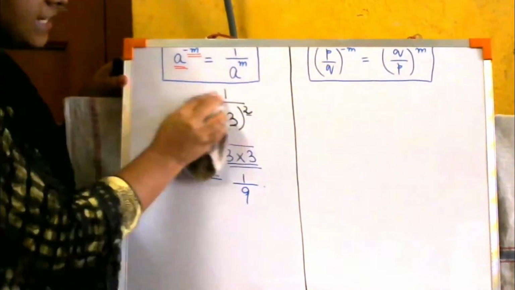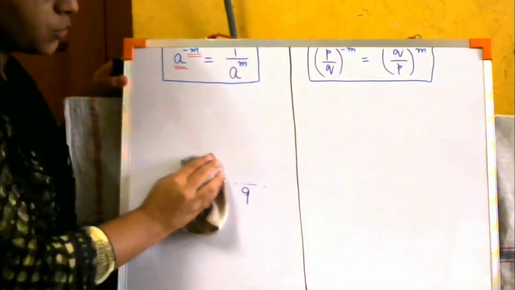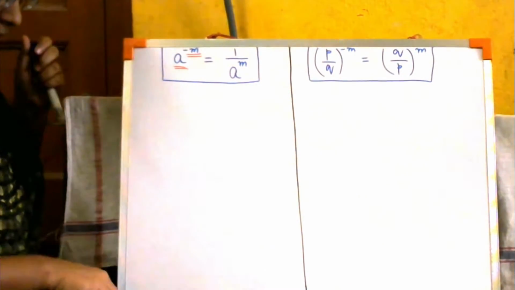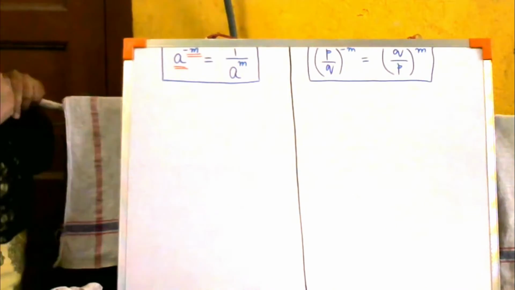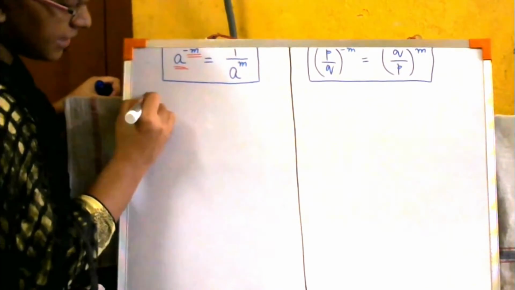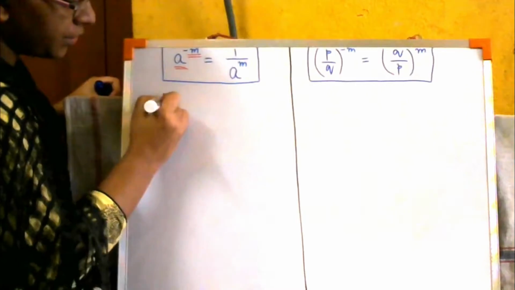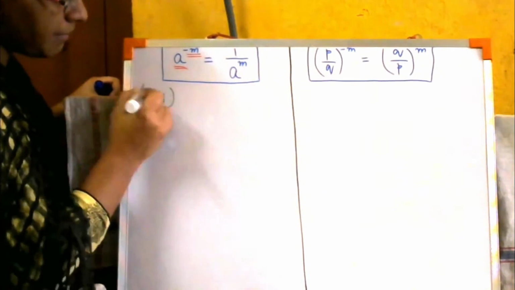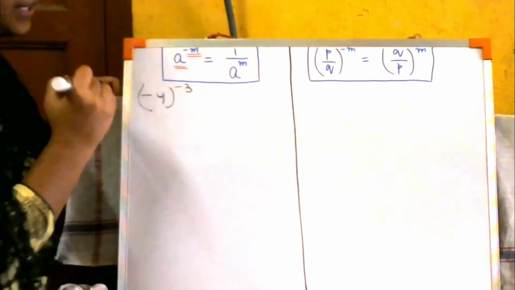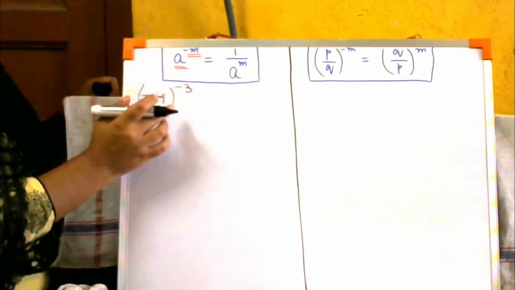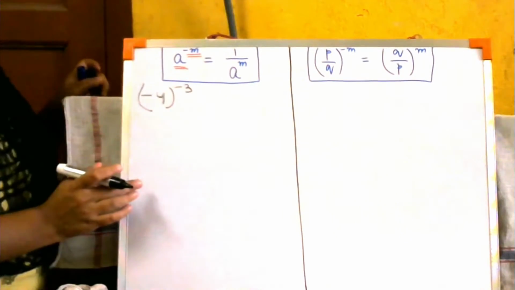What if there are two negatives? Now what do I mean by two negatives? Let us see what I am trying to say. What if the sum is like this? Minus 4 to the power minus 3. What if it is like this? Both are minus. Minus 4 to the power minus 3.